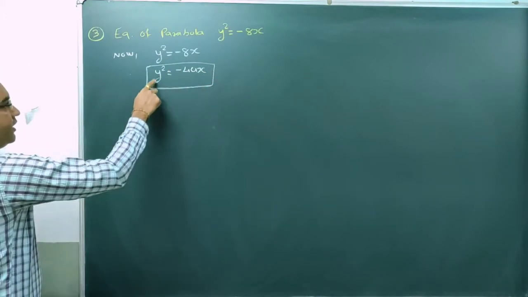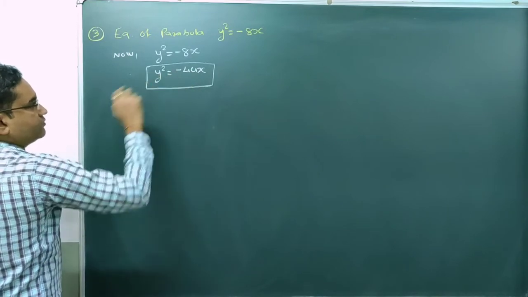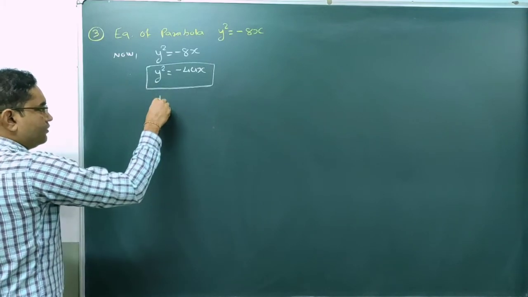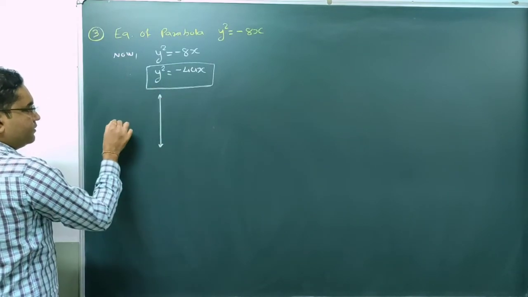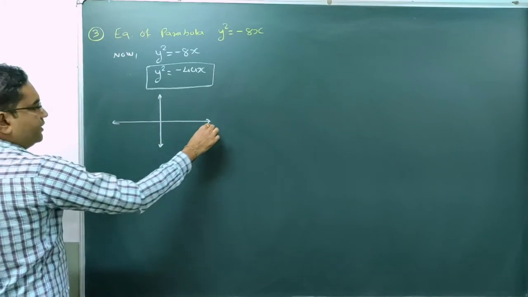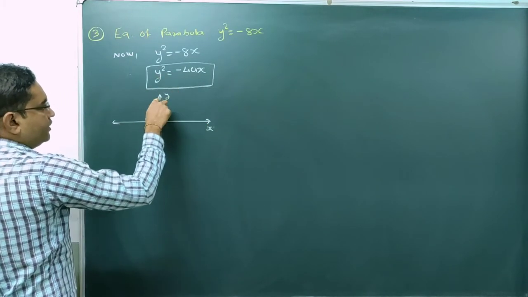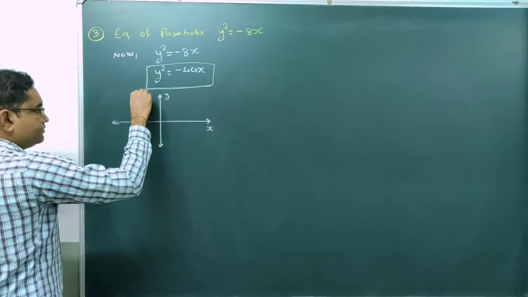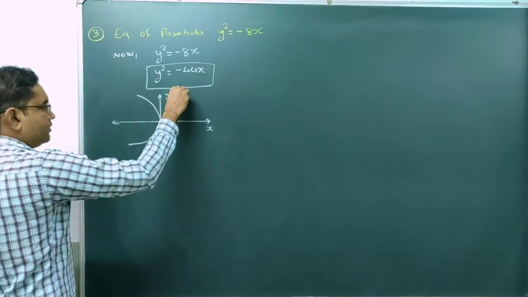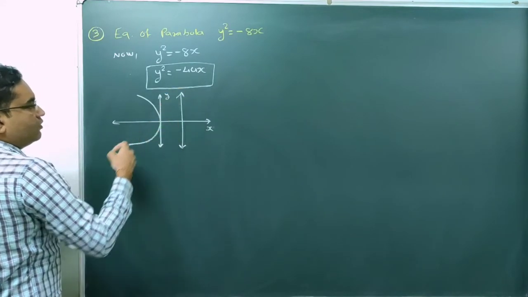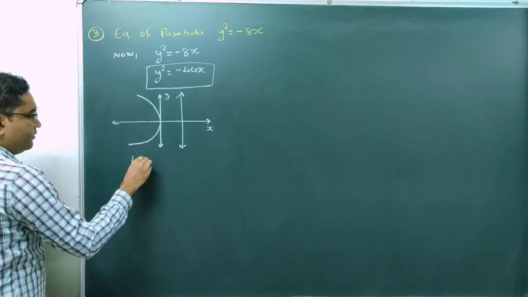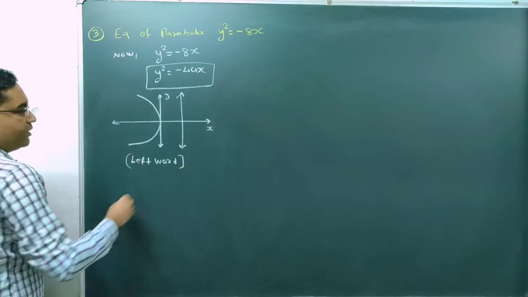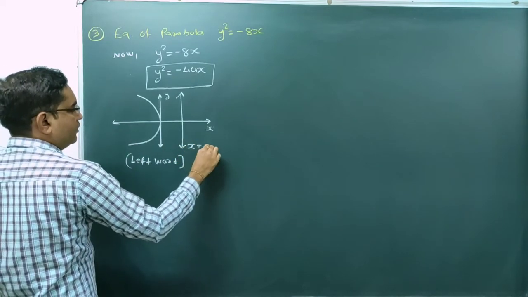Done. For negative value of x, both positive and negative values of y are possible. So rough diagram of parabola will be like this. This is our x-axis, this is our y-axis. So our parabola will be like this, and this is the directrix. Which parabola is it? It's a leftward parabola. For this leftward parabola, equation of directrix is x equal to a.